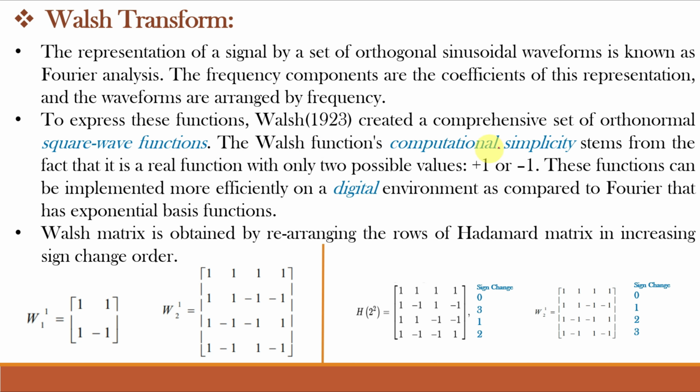The Walsh function's computational simplicity stems from the fact that it is a real function with only two possible values, +1 and -1. And as mentioned, these functions can be implemented more efficiently in a digital environment as compared to the Fourier transform, which has exponential basis functions. And the Walsh matrix is obtained by rearranging the rows of the Hadamard matrix in increasing sign change order.